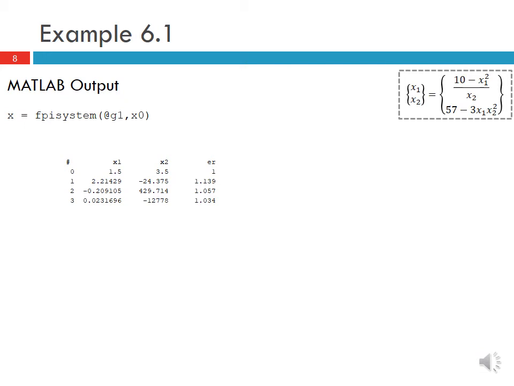So I've put together an example MATLAB script that calculates the fixed point iteration for this system, and these are the output of the first few iterations, and the method fails to converge.